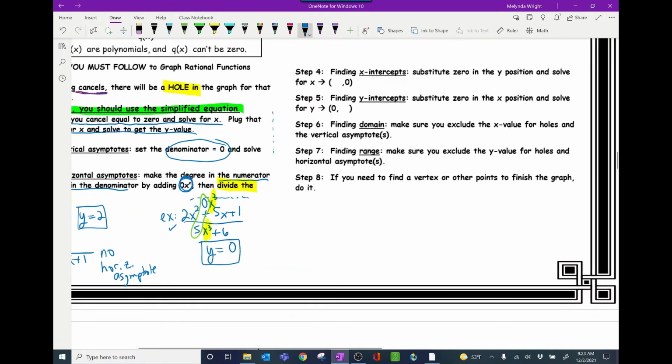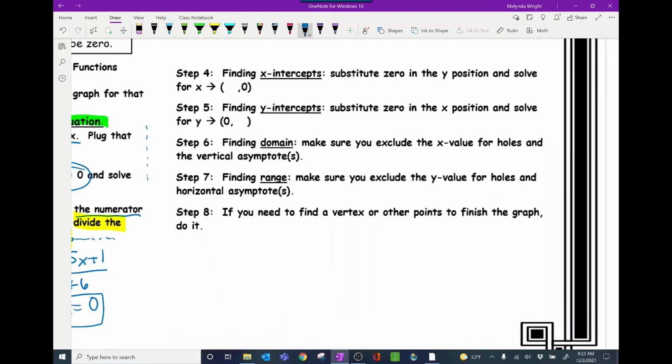So let's look at what other things we need to pay attention to when we're graphing. We would find the x-intercepts. If we're doing this by hand, we would plug in a 0 in the y position and solve for x, and our point would be written like this. Now we're going to use a calculator to do this today, so we won't be doing this by hand. And the y-intercepts, we're going to substitute a 0 in the x position and solve for y, and it would give us a point like this. Again, we're going to use a calculator for those things.